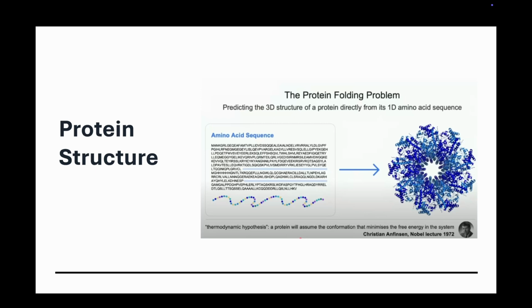The problem is very hard. There are up to 10 to the power of 300 possible conformations for a typical protein. Experimentally, determining protein structures can take years of work.